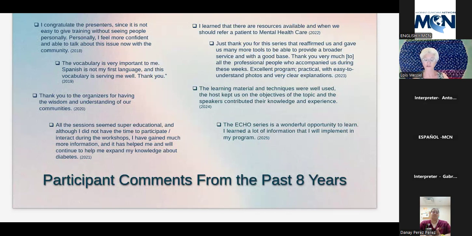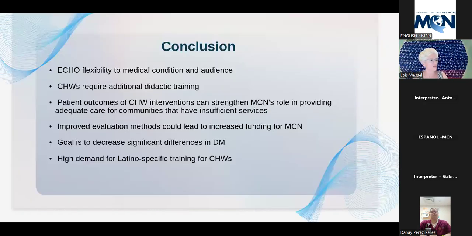They like hearing from these different specialists. And remember, the middle of the hub in the ECHO model are the specialists. And so they really enjoy hearing from the specialists. Thank you to the organizers for having the wisdom and understanding of our communities. And again, I think one of the biggest takeaways is that people want information in a language and at a level that they can understand.